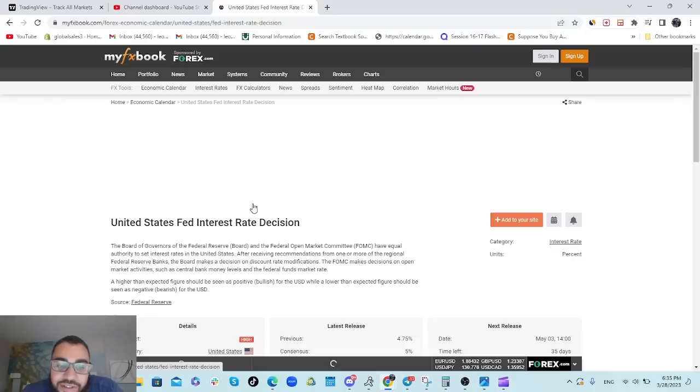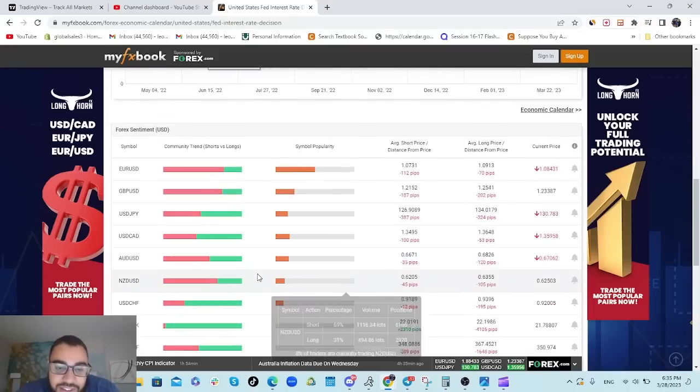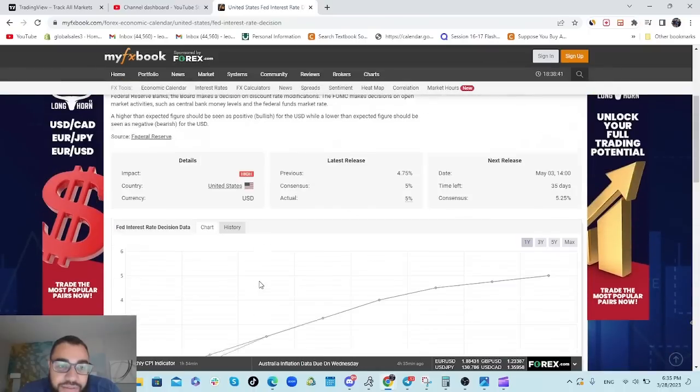So let's just look at the trend of data right now. You see the trend of data started from May 4th. It was actually at 1%, and then it increased from May all the way to 5%. So that's a pretty fast jump.